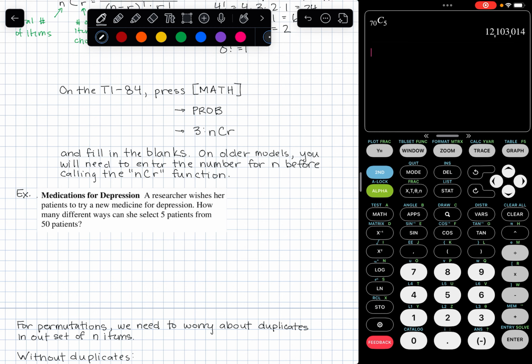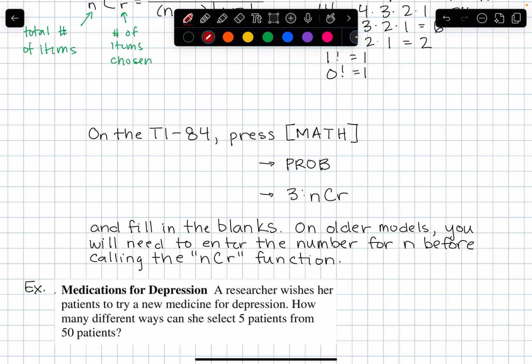If you are working with a TI-83 or an older model TI-84, you may need to enter the first number, n, that's 70, before you call the nCr from the menu. Because sometimes on the calculator, instead of what you're seeing here where it says 70C5, on older model calculators you would see 70, then nCr, then 5. So you would do the 70 first, then call nCr, and then do 5. It doesn't give you placeholders because it doesn't have the MathPrint in its memory.